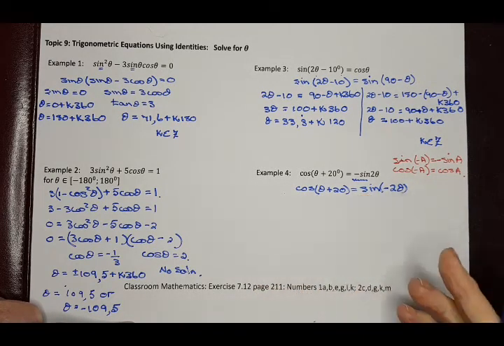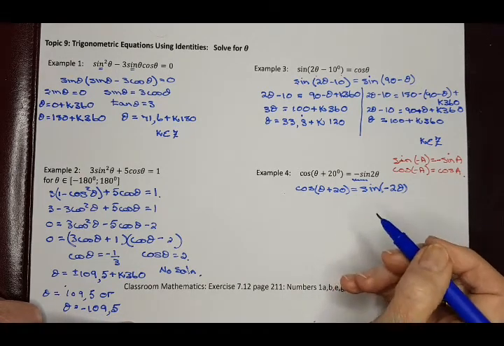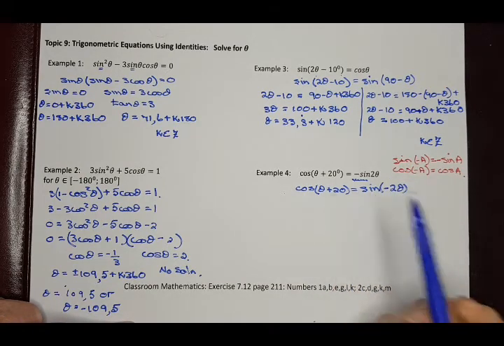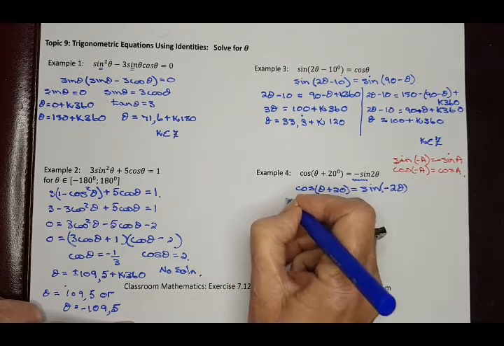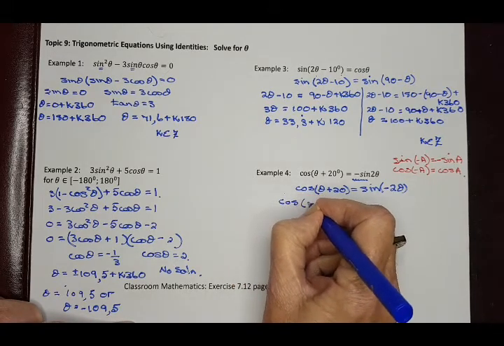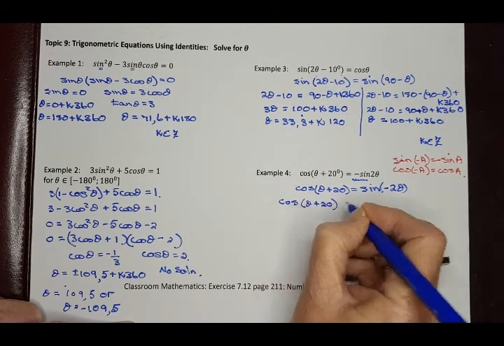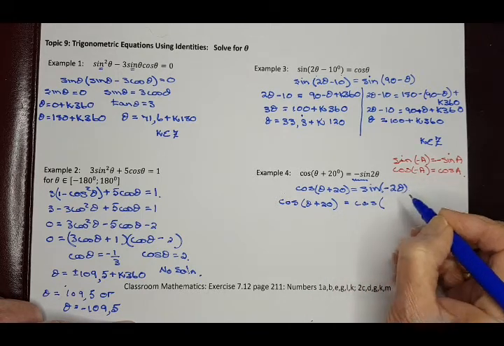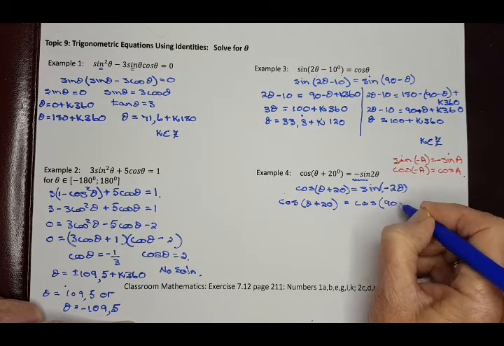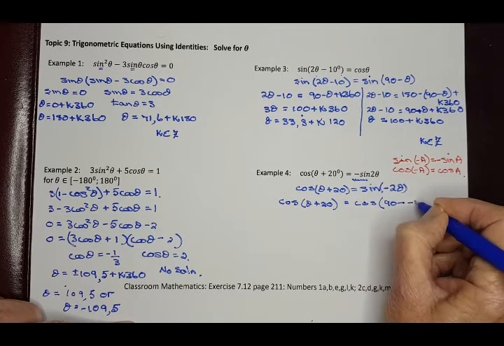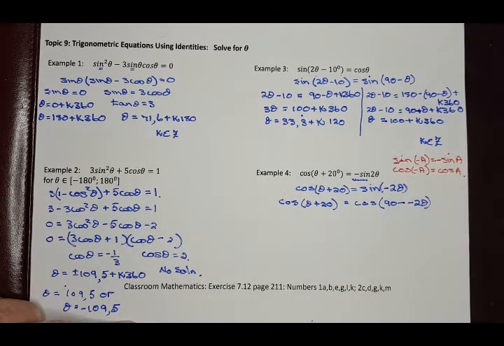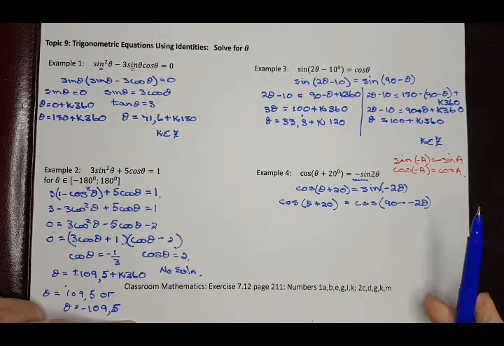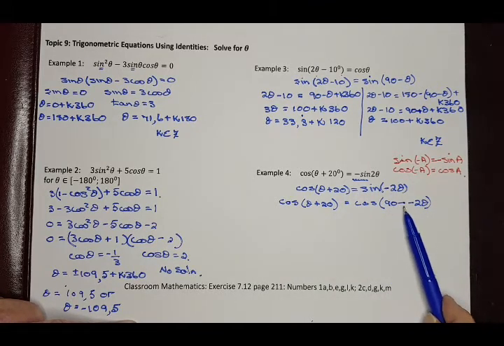Now I'm going to use again my co-function and complementary angle. This time I'm going to change both sides to cos. So we get that cos of theta plus 20 is going to equal co-function cos, complementary angle 90 minus 2 theta. You might in fact have just noticed that you could have said cos of 90 plus 2 theta is going to be minus sine 2 theta, and that's also fine.